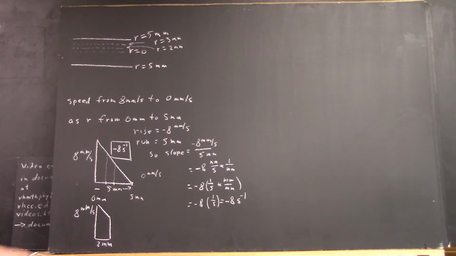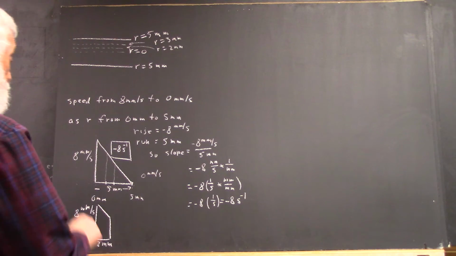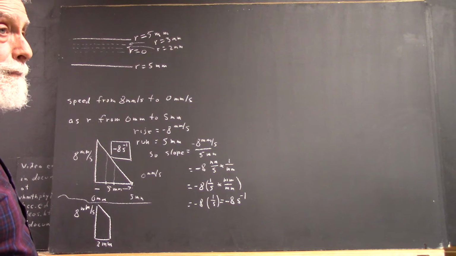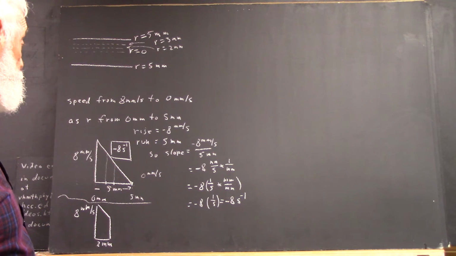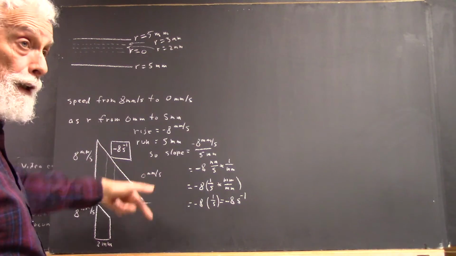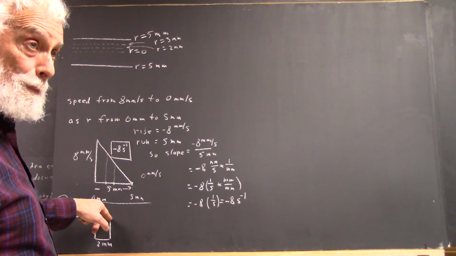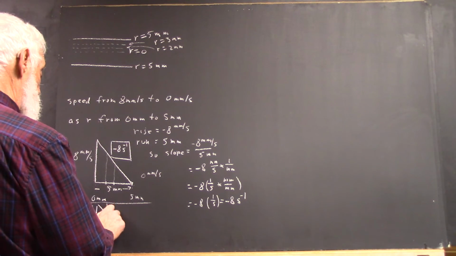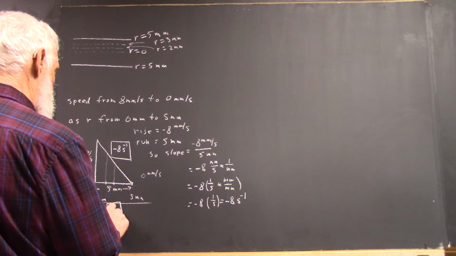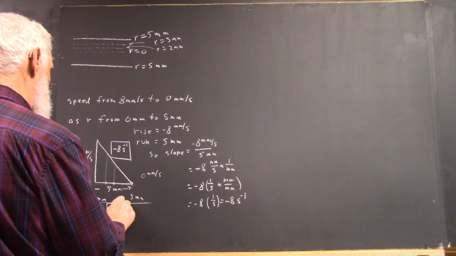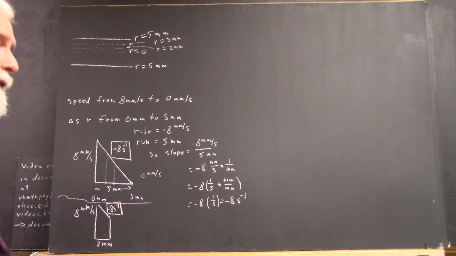So, what do we know? What else do we know about the trapezoid? Well, we know the slope, don't we? Because this is a straight line, and this is the same straight line, presumably, implicitly. Didn't really state that. So, again, we have our -8 reciprocal seconds.